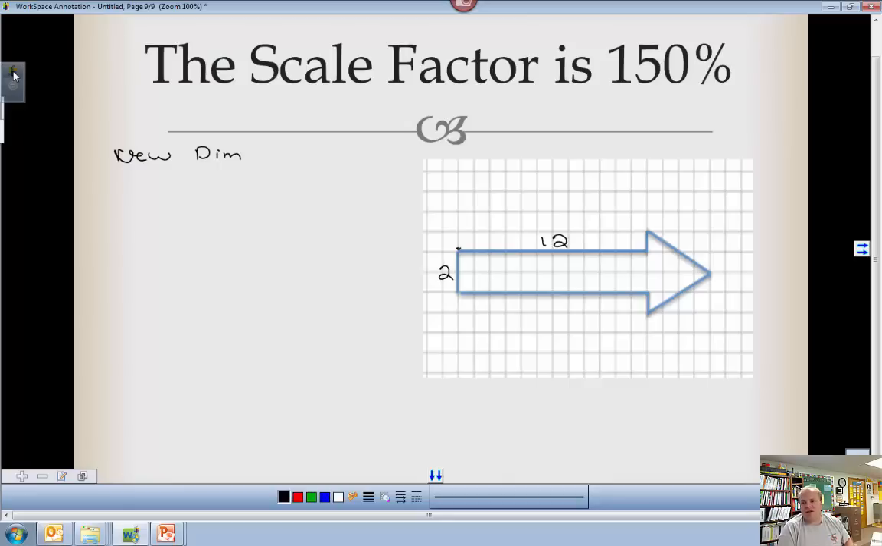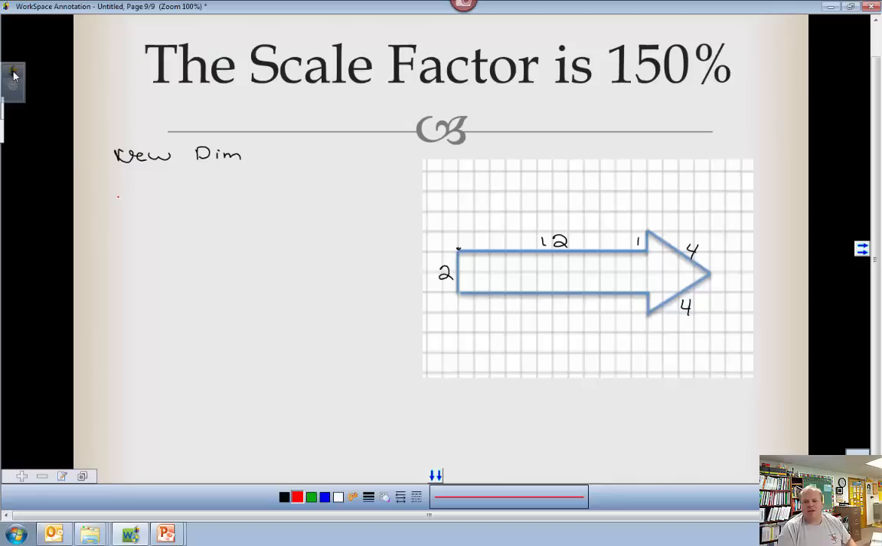This is 2 units. This looks like 2, 4. This looks like 4 units. That's what I'm going to say, and this is 1 unit. Okay? Now, I want to know what the new dimensions are.